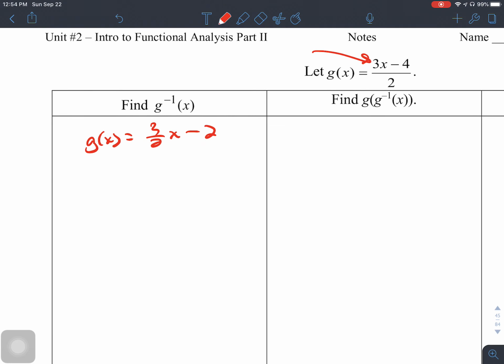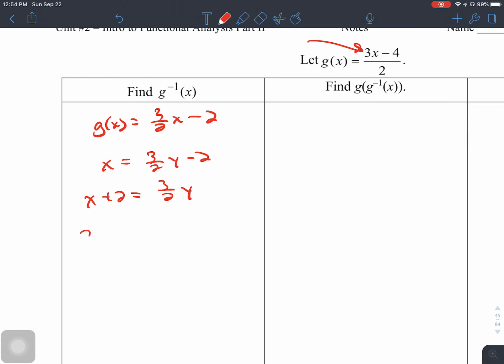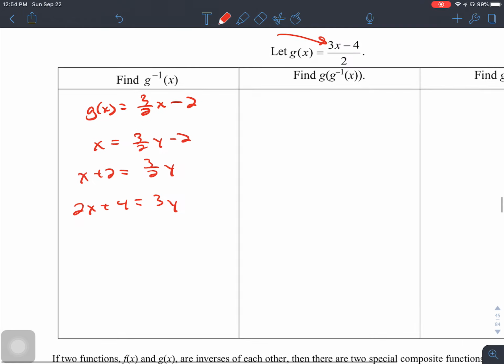So to find the inverse, I'm going to interchange and put x in for y and y in for x. Then I'm going to solve the equation for y. I'm going to multiply both sides by 2, get 2x plus 4 equals 3y. Divide each term by 3, get 2/3 x plus 4/3 equals y. So g inverse is 2/3 x plus 4/3. You could have written it as 2x plus 4 over 3. It's acceptable.